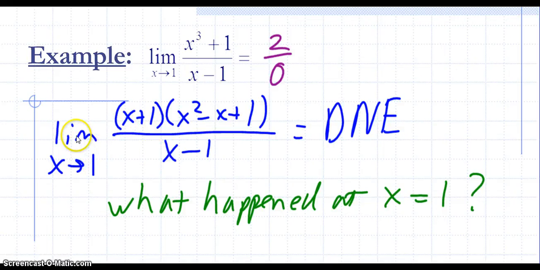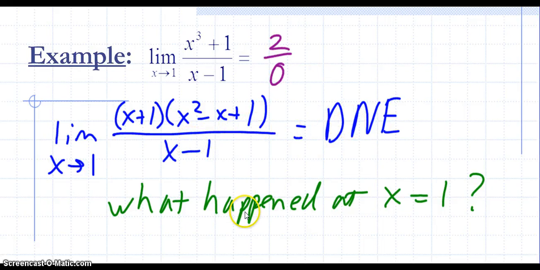Now, just to point out, well, what if I tried to factor and simplify? The numerator does factor, it's the sum of cubes, so it factors into x plus 1 times the quantity x squared minus x plus 1. Remember, this will never factor into real coefficients if this was from the sum of cubes or the difference of cubes. Nothing cancels, so the limit does not exist.